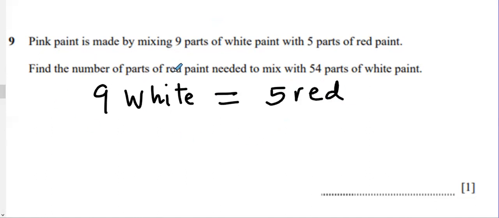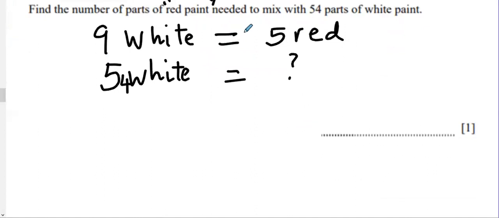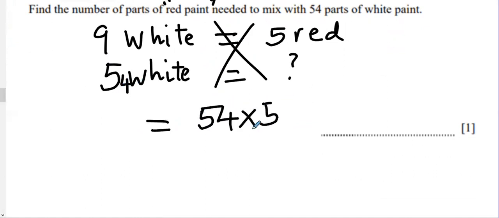Now find the number of parts of red. We are supposed to find the red needed to mix with 54 parts of white. So 54 white will be equal to how much? This is just a simple cross multiplication. You have 54 times 5, and the answer you get, you divide by 9. Then go ahead simplifying if this is possible by 3. Can it go?